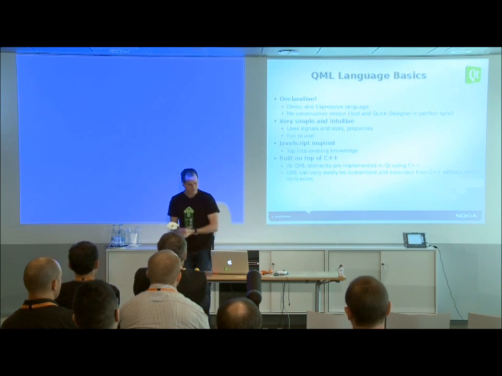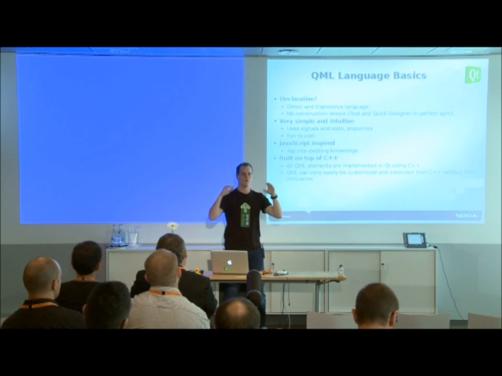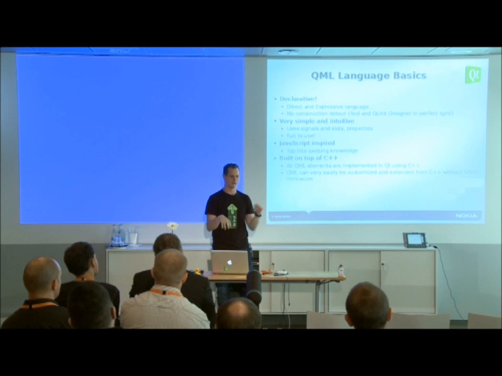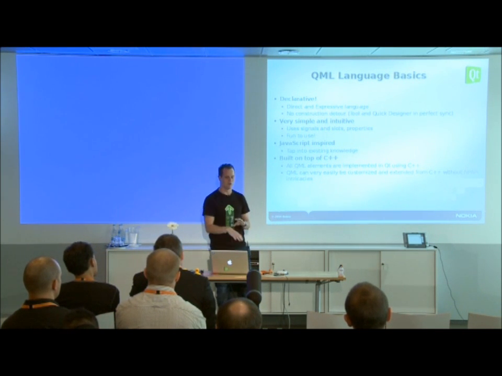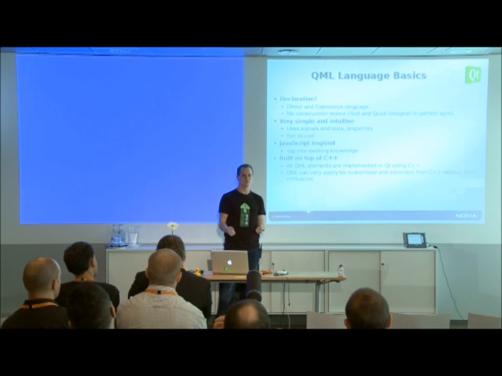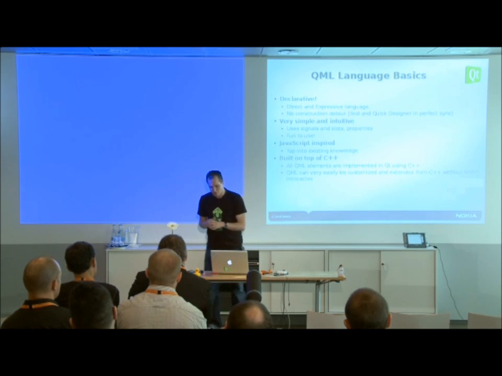So the language basics. It's declarative, as I said. Direct and expressive language. You just tell what you want, how the interface looks like. It's like, I want the button here. I want the button there. I want the rectangle here. I want the pixmap there. It's the way you just describe the user interface. That's one of the strong points of QML. No construction detour.